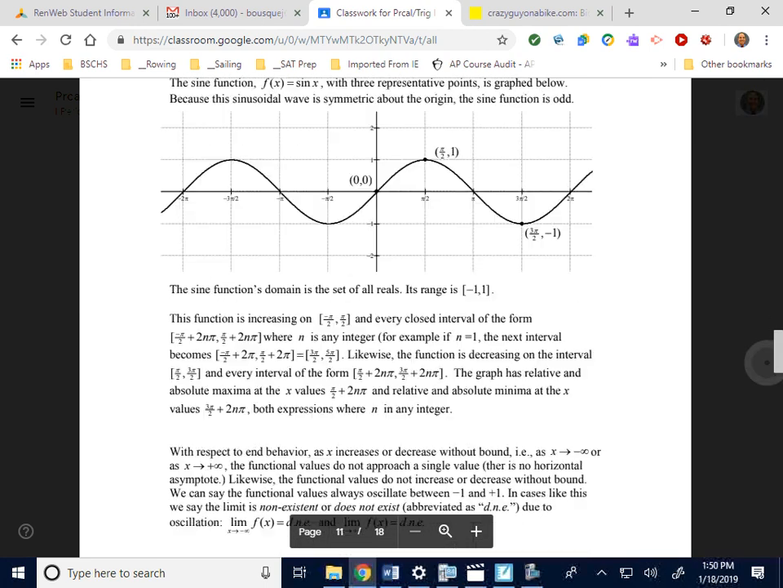Okay, so there's the sine picture. The sine function's domain is the set of all reals, and the range is -1 to 1. So you have this already in your class. We can talk about increasing, going up, and decreasing. That's all there. The most important thing about this is something called the period. And we're going to find the period today.